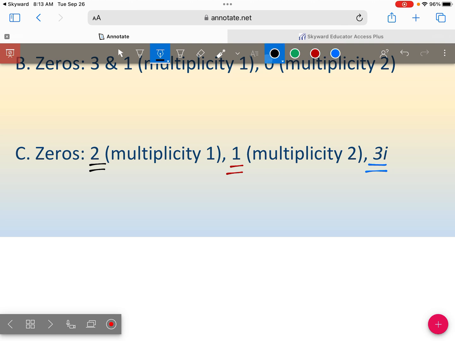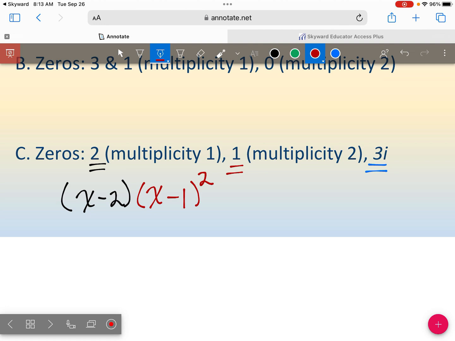If you have a 0 at positive 2, what does that mean your factor is going to be? X minus 2. And then I also have a 0 at 1, so that would be x minus 1. But because it says it's squared, I have to put an exponent of 2 on the outside of that factor. So that factor is squared.